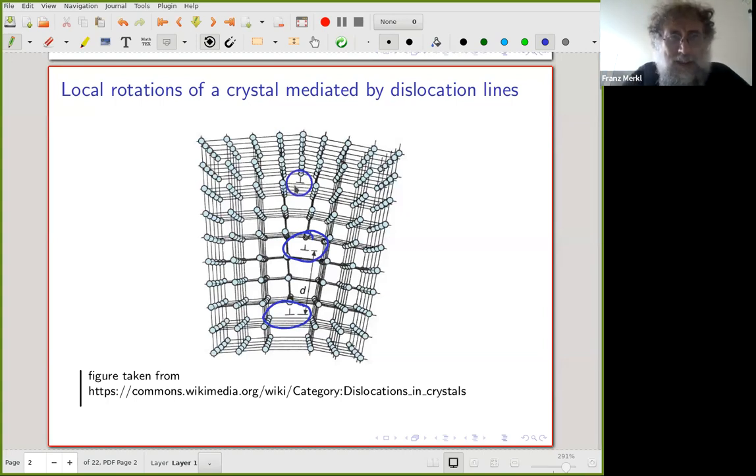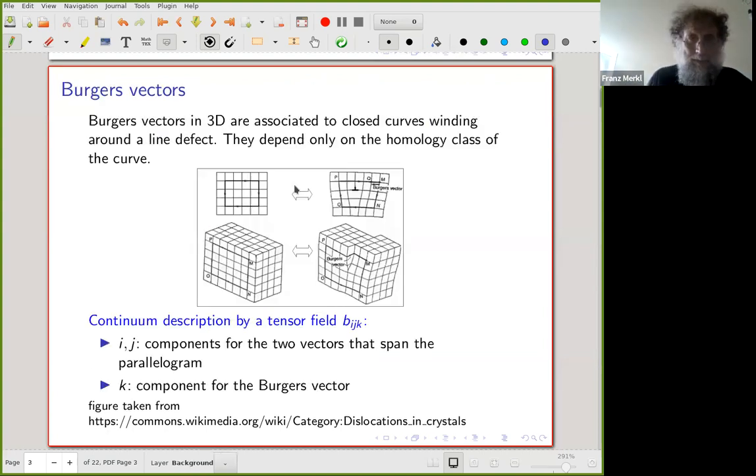So here the crystal structure is perturbed, and you can well imagine that these dislocation lines in 3 dimensions cannot be localized. They are lines that cannot be localized just at a single point defect, as it could be in 2 dimensions. So how do we describe these dislocation lines?